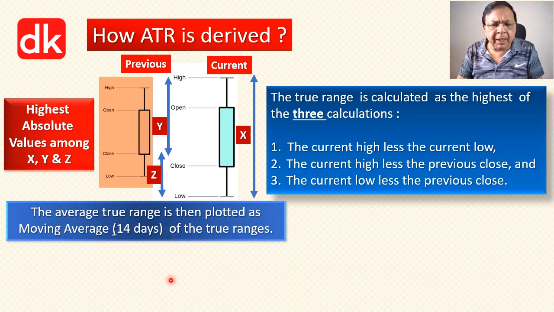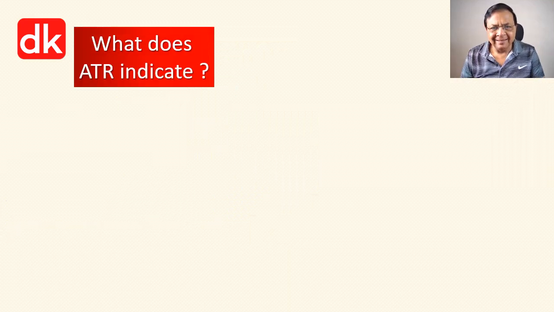So this is the simple calculation which is done to arrive at true range, and then the values of true ranges are put to use to arrive at the moving averages, which is plotted. So you will have a single line of ATR, which is nothing but the moving average of the true range for the 14-day default period.